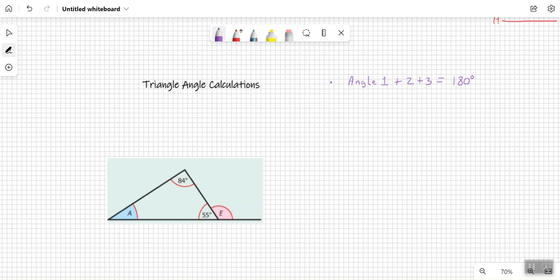So if we have three angles in a triangle, the three of them have to add up to 180 degrees. So we can use this to work out this unknown here. What we can say is that A plus 84 plus 55, these are degrees, the three of these have to add up to 180 degrees.